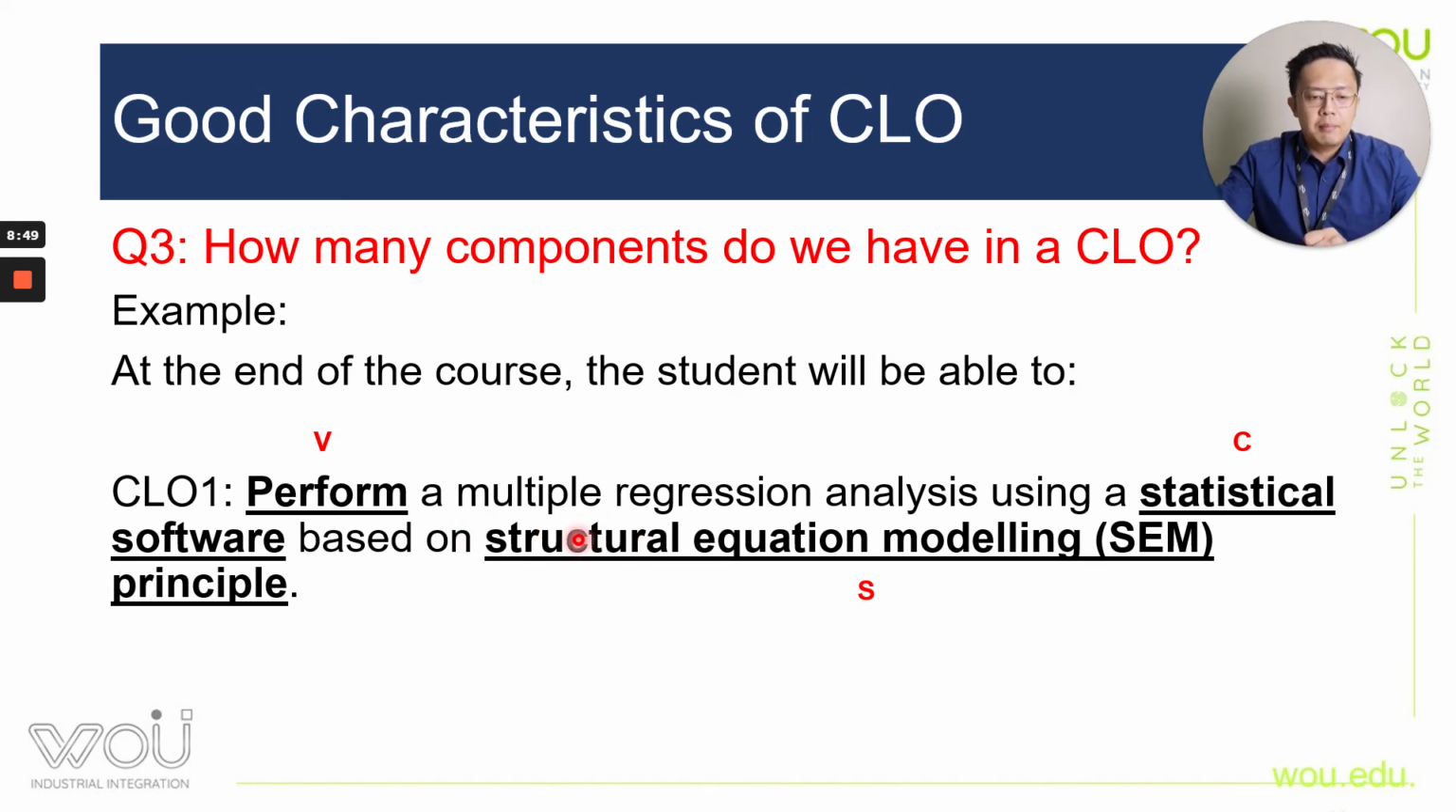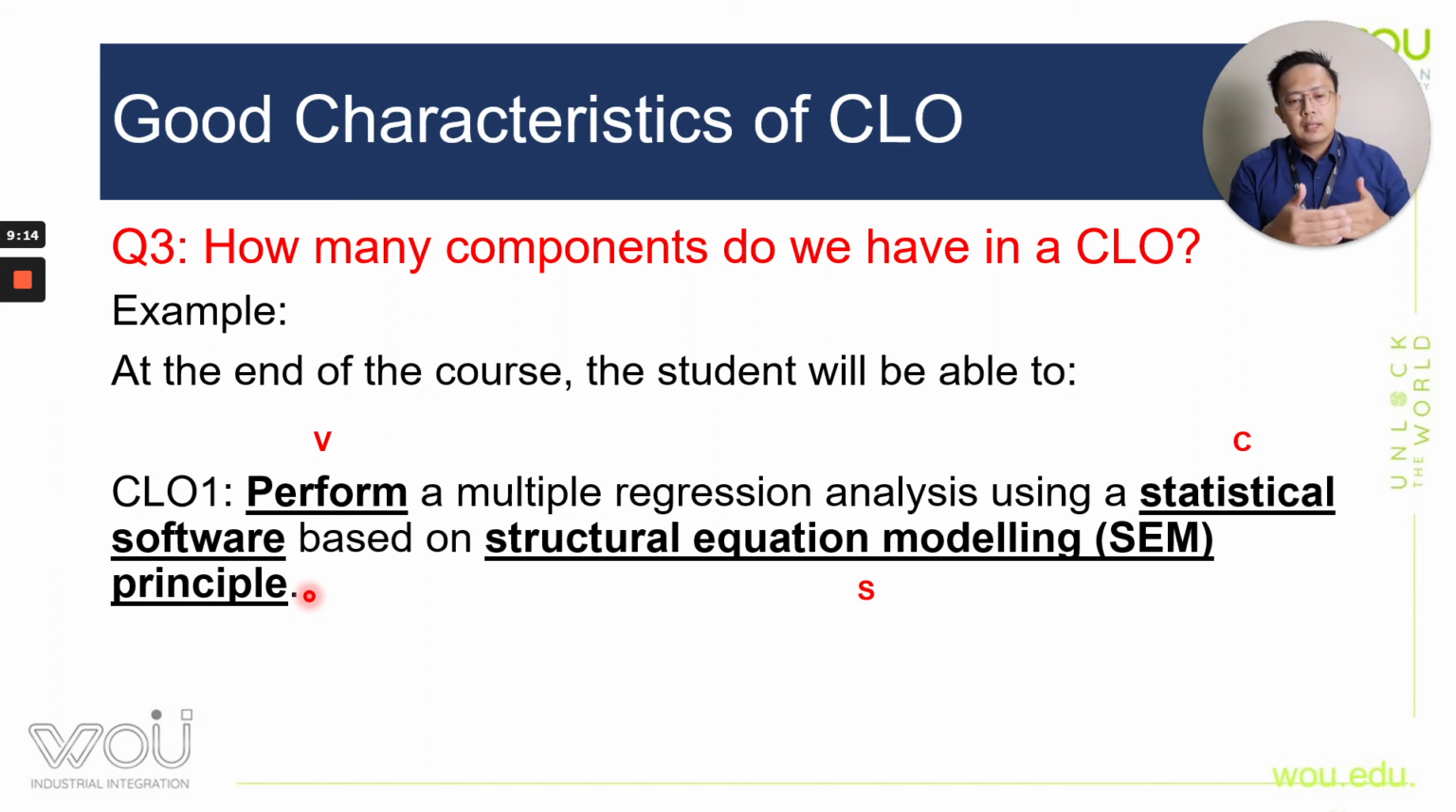If I'm going to do it for the degree level, I might remove the standard. So I might stay with my program course learning outcome, to perform a multiple regression analysis using a statistical software. I will stop here without having the standard inside. Then the students can use any of the statistical software like SPSS, Excel, to do the multiple regression analysis. This is for the degree level.